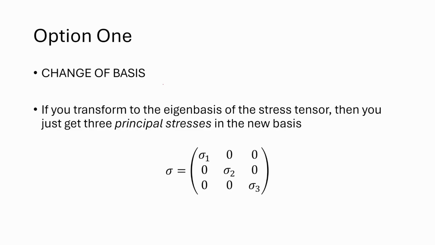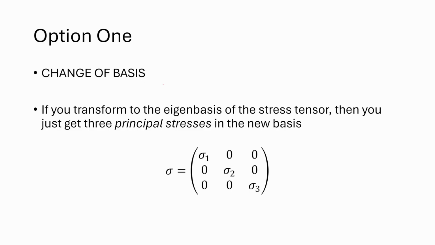And again, implicitly, this is written in a coordinate system where our three coordinate vectors are the three eigenvectors of the full-on 9-component stress matrix. So that's how this goes. That's what our goal is.